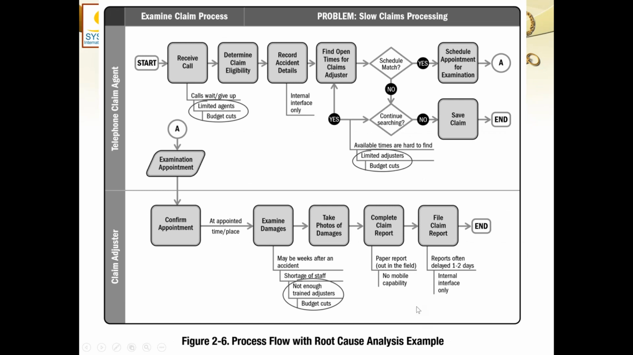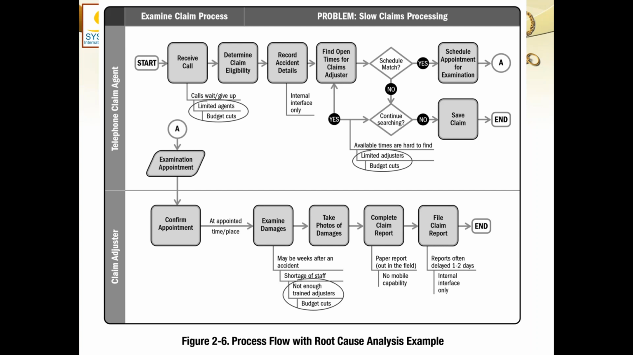Look at this. This is a flow chart. What we have done is we have written the name of the problem on top. Problem, slow claims processing. Okay. So examine claim process, we are trying to earmark. Here what we see is the process: the work starts, telephone claims agent. His process is on top and claim adjuster's process is at bottom.